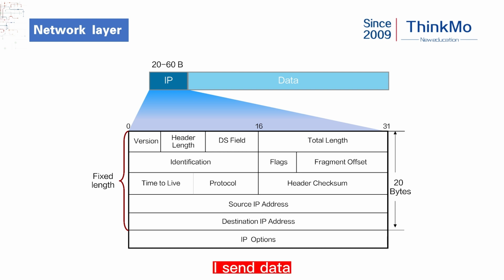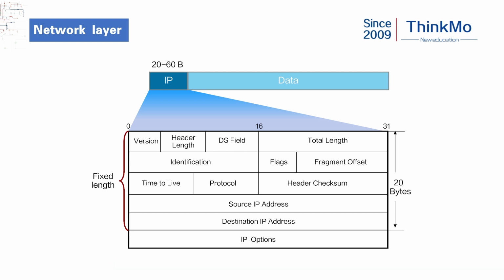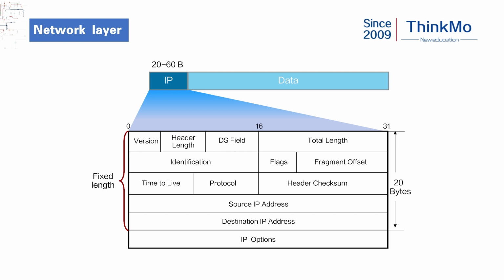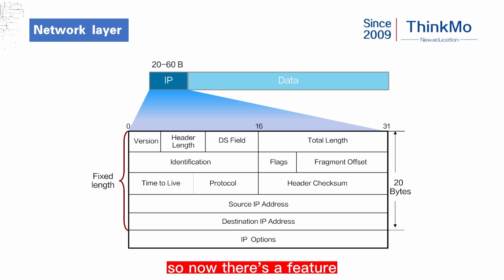I send data to you once, as 1234. But what you receive is not necessarily 1234. Data in the process of network transmission may have some out-of-order issues and some delay, so what you finally receive may not be in the order 1234. So there is a feature to reassemble the received shards in order.